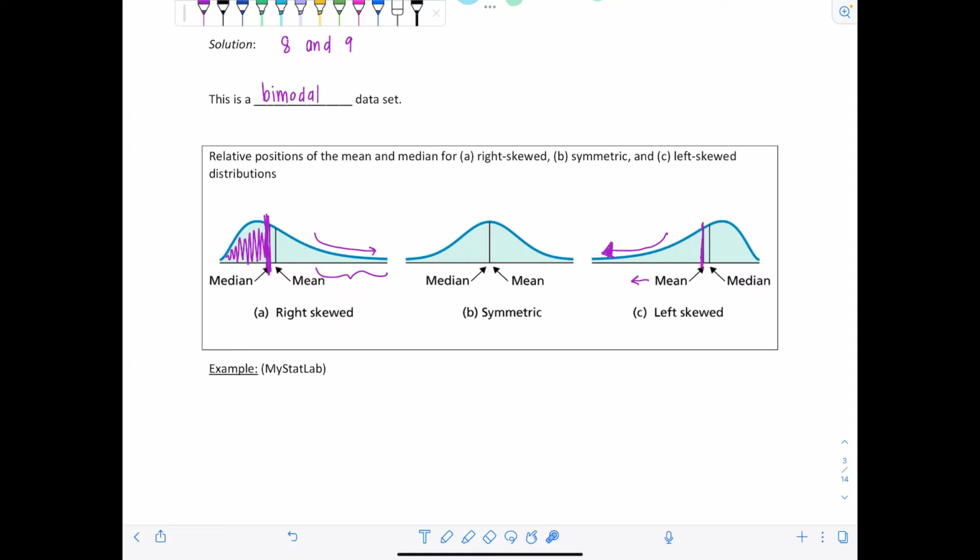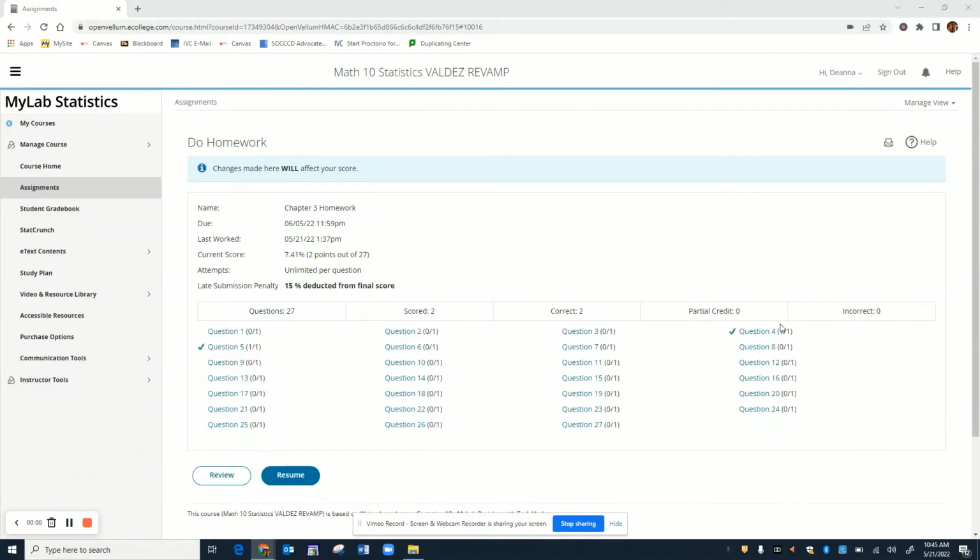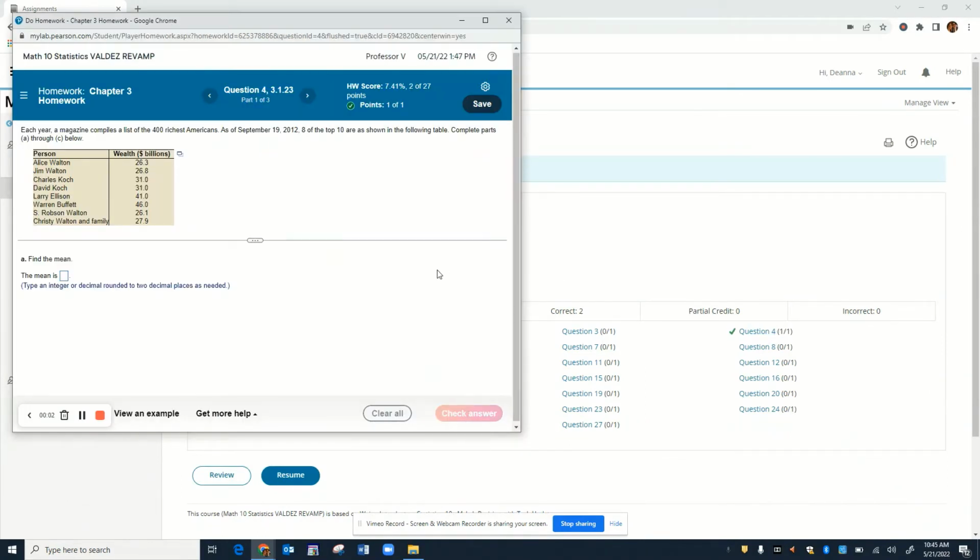Okay? Now we're going to look at larger data sets, and you're not going to have to compute this by hand. I'm going to show you right now how to do it in my stat lab with StatCrunch. Homework problem, I'm going to do number 4 from the chapter 3 homework. Each year, a magazine compiles a list of the 400 richest Americans. As of September 19th, 2012, 8 of the top 10 are as shown in the following table. Complete parts A through C below.